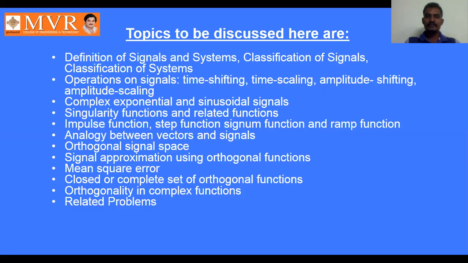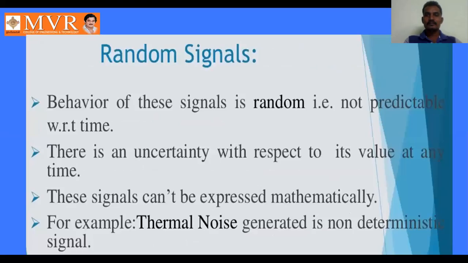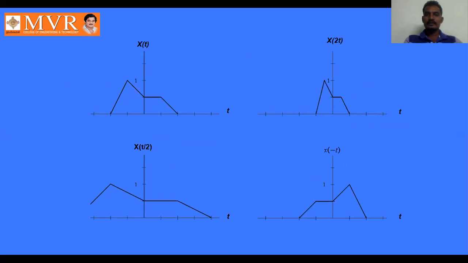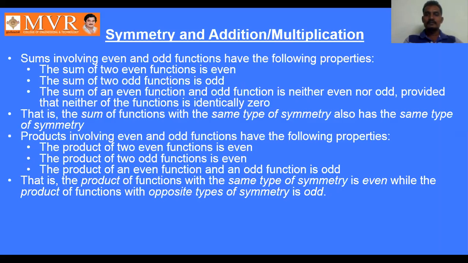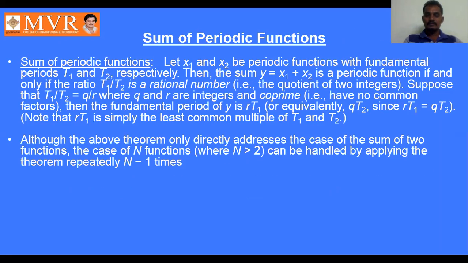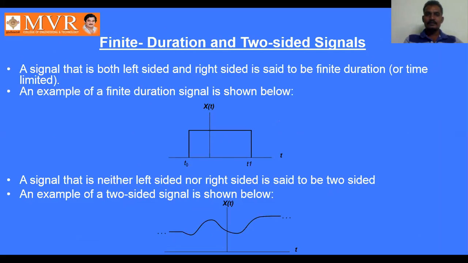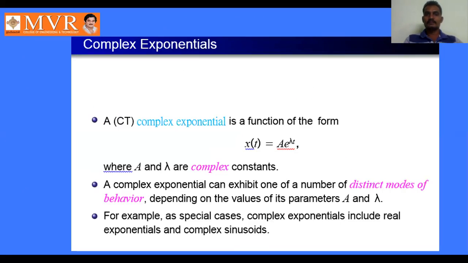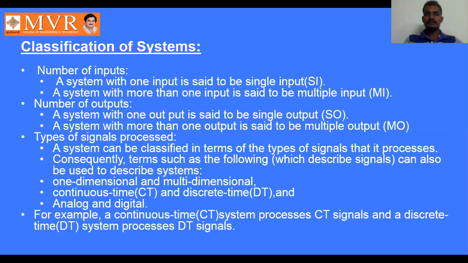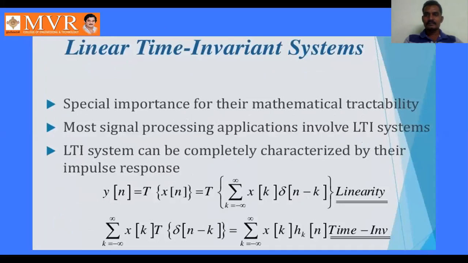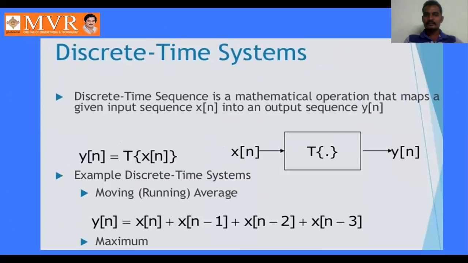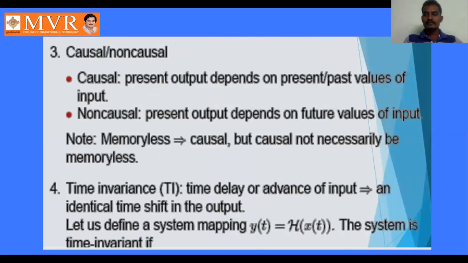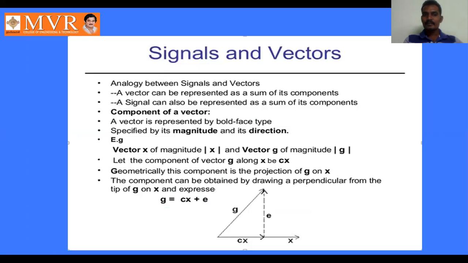How is the vector defined? What is meant by vector? A vector is one that has both magnitude and direction. Then only we can say that it is a vector. What is meant by scalar? Scalar means it has only magnitude.